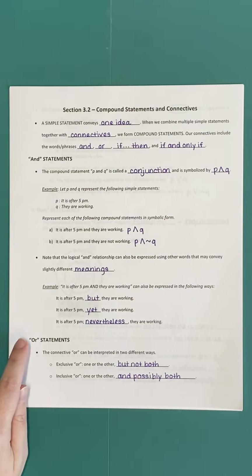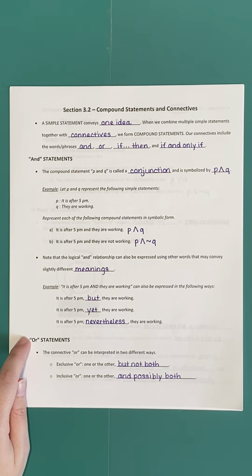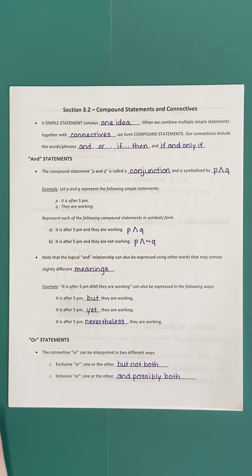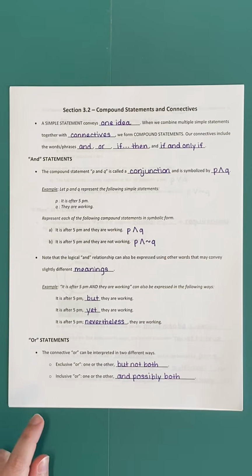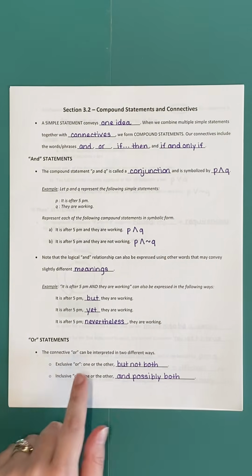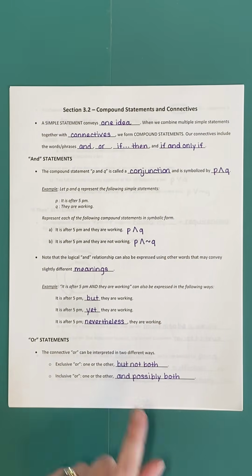The next connective we have is the word or, joining two simple statements together with the word or. Now, just like when we talked about sets, or was representative of the union of two sets, joining them together. The word or in English has two different meanings. There's two different ways of interpreting the word or. Exclusive or is probably what you think of when you think the word or, one or the other. So exclusive or means one or the other, but not both.